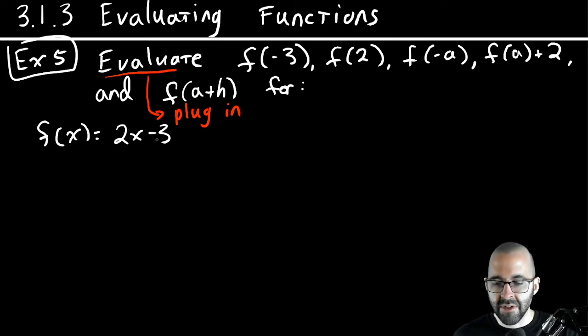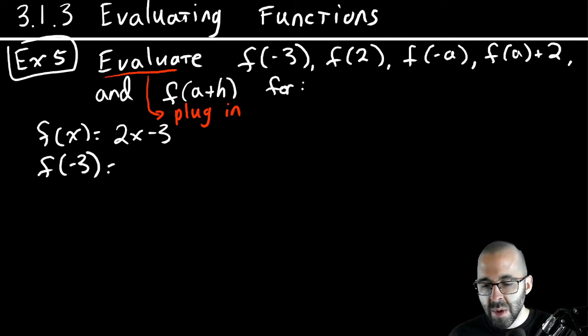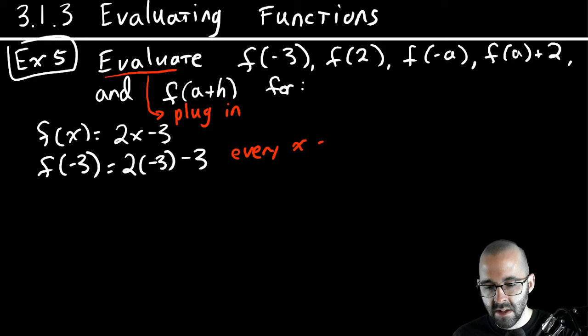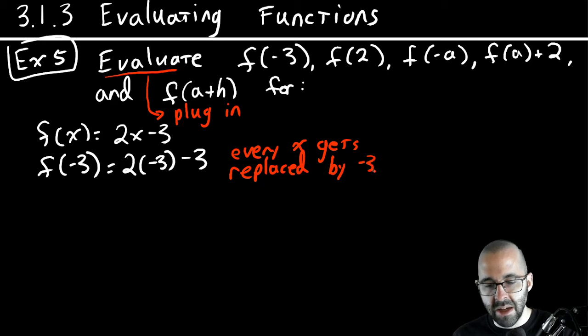So f of negative 3, that is when x equals negative 3. So you just plug that in. Everywhere that there's an x gets replaced with a negative 3. It becomes 2 times negative 3 minus 3. So again, every x gets replaced by negative 3.